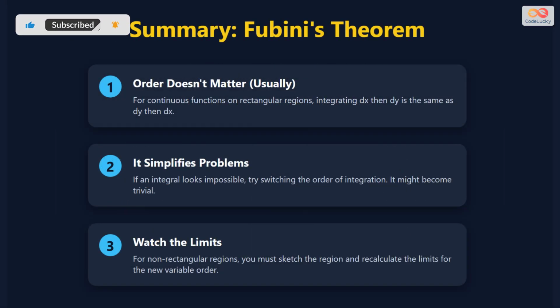To summarize, Fubini's theorem guarantees that for continuous functions, the order of integration is interchangeable. This is a powerful tool for simplifying difficult integrals. Just remember, when dealing with complex shapes, you must carefully recalculate your limits of integration when you make the switch.